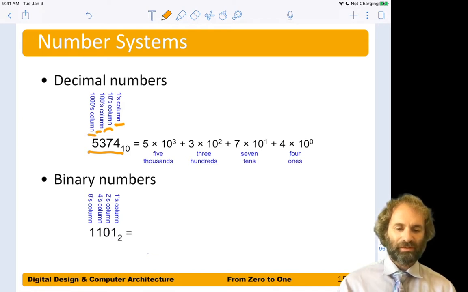So this number is 5 in the thousands column, 3 in the hundreds column, 7 in the tens column, and 4 in the ones column, or 5,374.